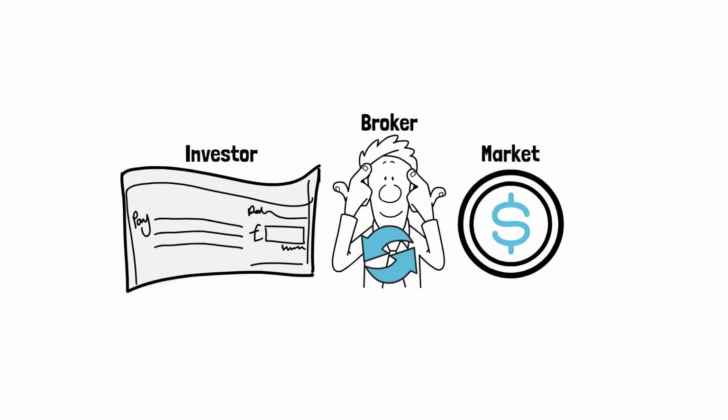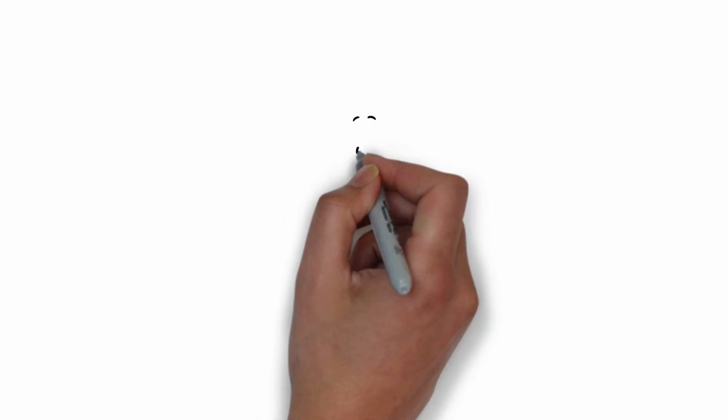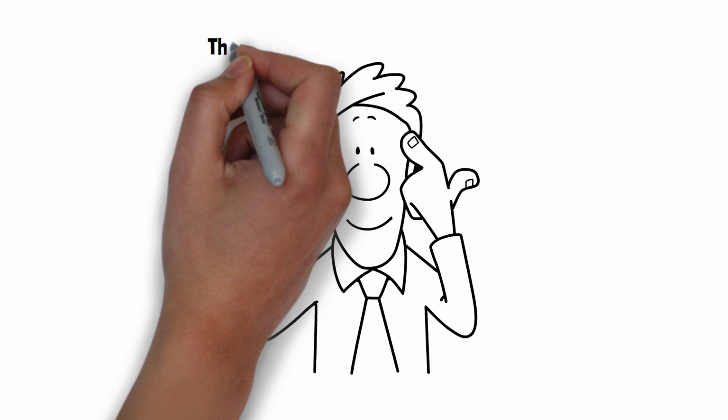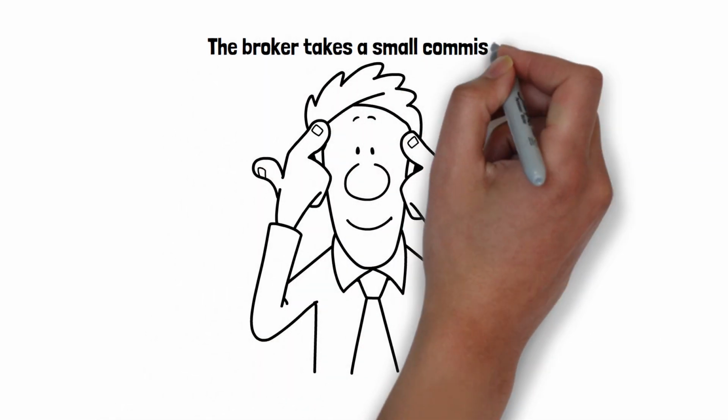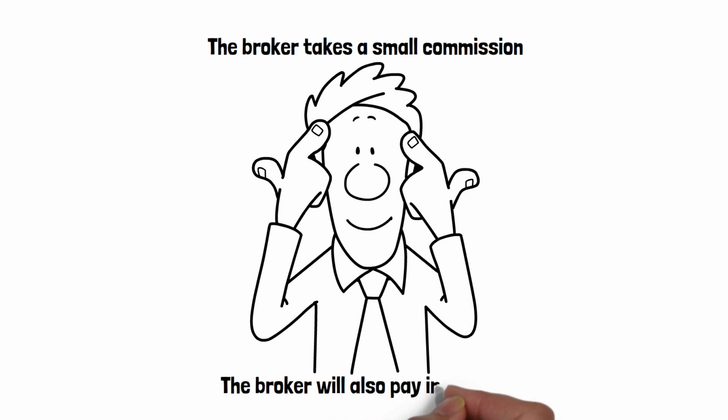With the help of a broker, an investor has access to securities on the exchange. The broker charges a small commission for his services, and they are all different. The broker will also pay income tax for you if you manage to make money on the stock exchange.